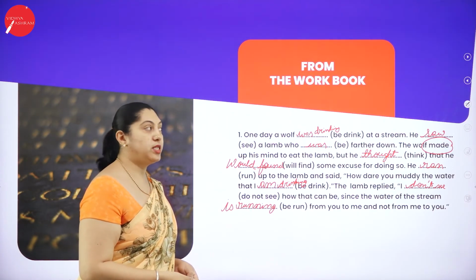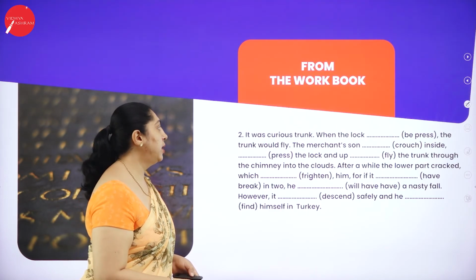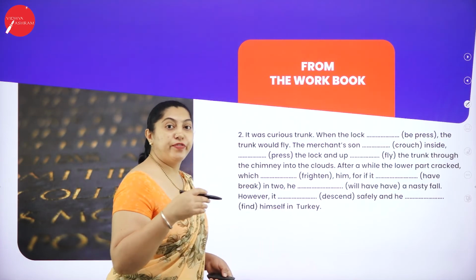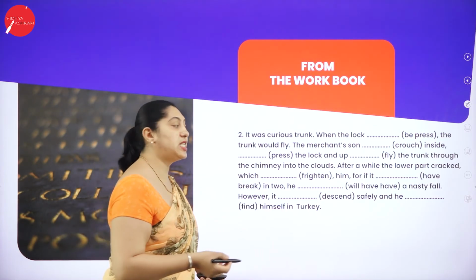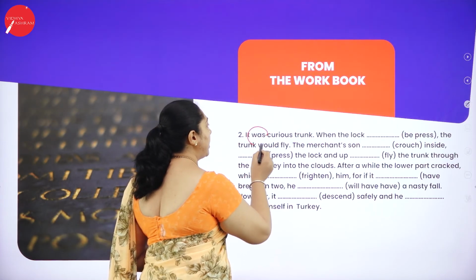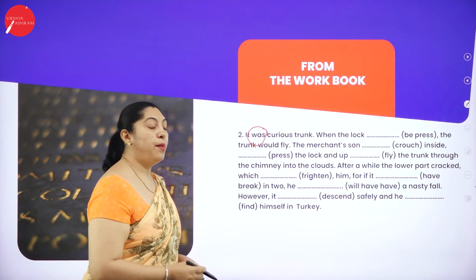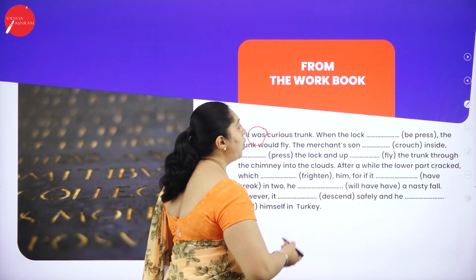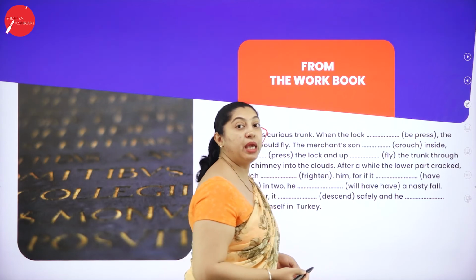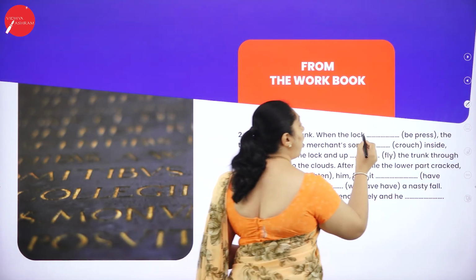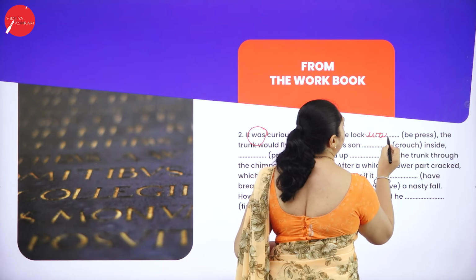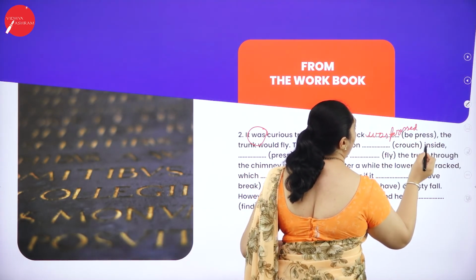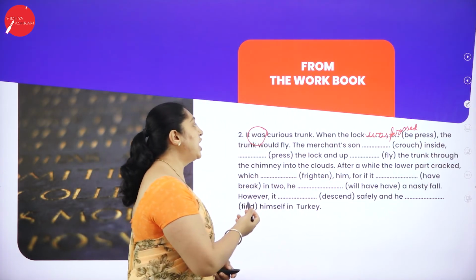I have another question for you from the workbook. It was curious trunk. So here in the first sentence itself, you will get to know that the question or the passage is in the past tense. It was curious trunk when the lock be pressed. When the lock was pressed. When the lock was pressed, the trunk would fly.